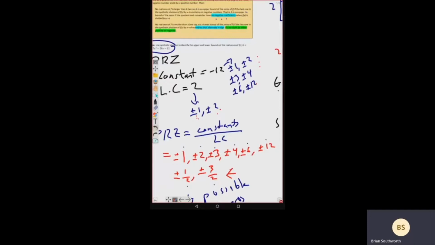So let's try some negatives. I would ignore the fractions just because I don't want to deal with fractions. If I want to try minus 3 halves, I'd probably just do minus 2 because it'd be easier on my brain. An upper bound or lower bound does not have to equal an actual possible 0. It just says you can't go any bigger or lower, right?